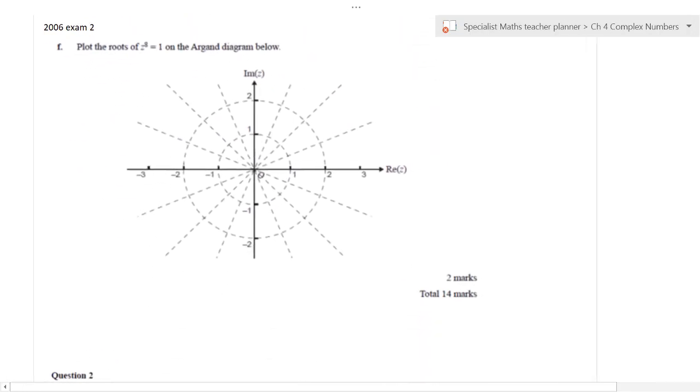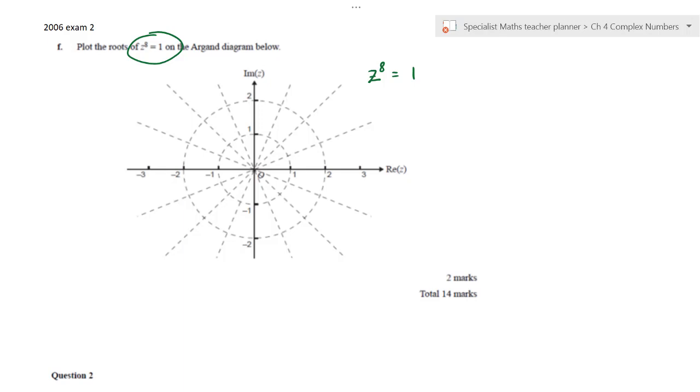Now, this one is interesting. We just had a bit of a debacle about the whole conjugate root theorem. Now, in actual fact, let's talk about this just now. Z to the power of 8 equals 1. Are all the coefficients of this real? Yes. So what do they come in? Conjugate pairs. The solutions will come in conjugate pairs, but in actual fact, there's 8 solutions. Z to the power of 8, the fundamental theorem of algebra.